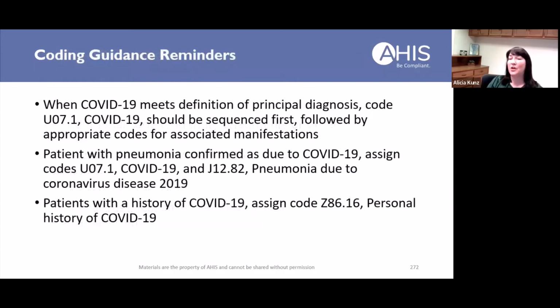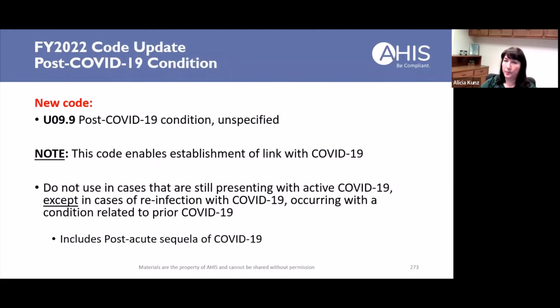So when it comes to coding COVID-19, if it meets the definition of a principal diagnosis, code it as the principal diagnosis, and then you can use additional codes for any associated manifestations. For those who have pneumonia due to COVID, code COVID first, the underlying cause, then J12.82. And once time has passed and they have a history of COVID-19, you want to assign code Z86.16, personal history of COVID-19.